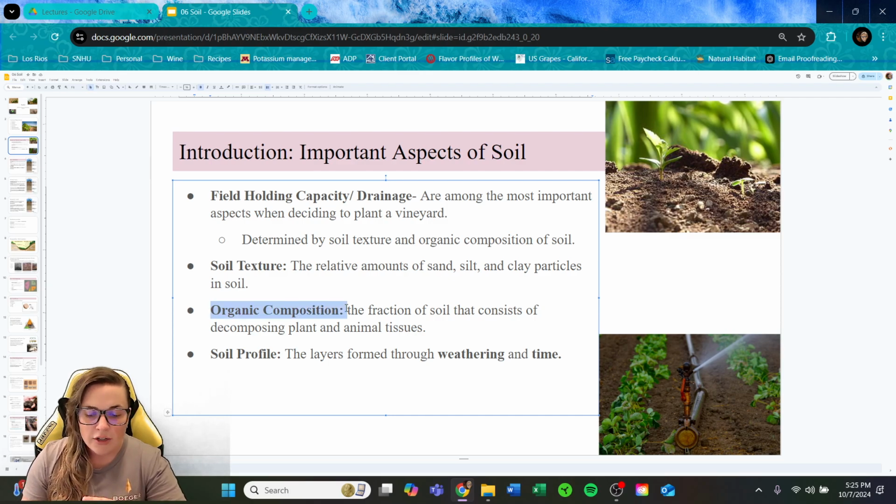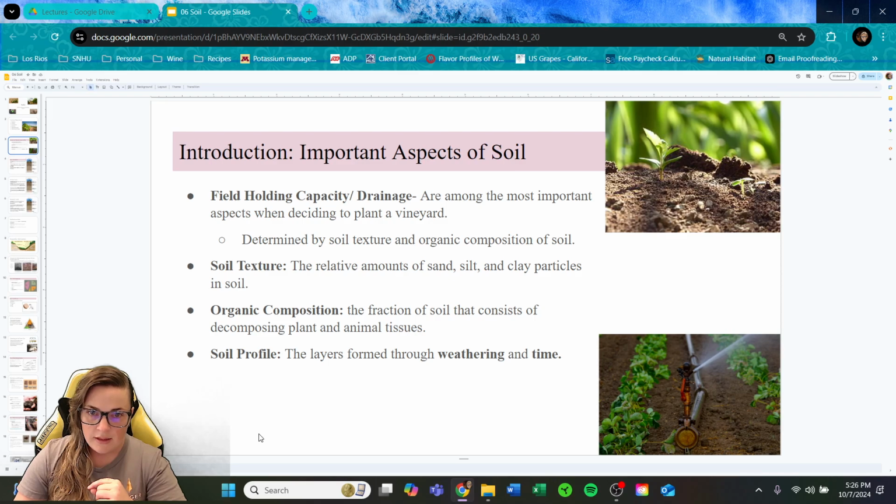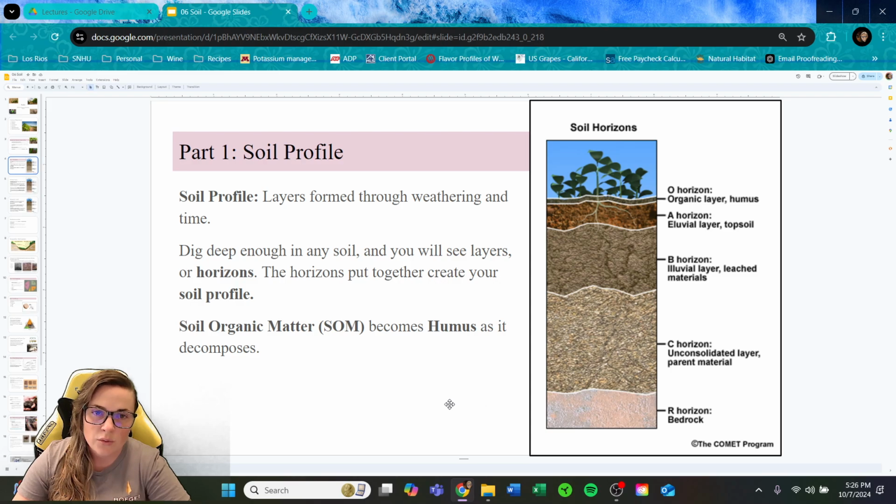Then we have organic composition. This is the fraction of soil that consists of decomposing plant and animal tissues. That'll be very important for the water holding, but also for nutrients and so on. Then we also have soil profile. A soil profile is the layers formed through weathering and time. So there's kind of just an overview of some of the different aspects of soil.